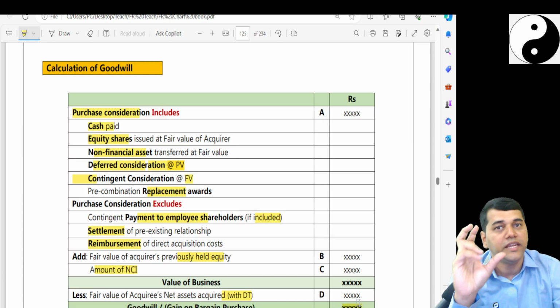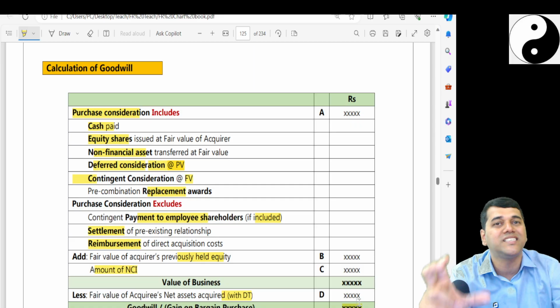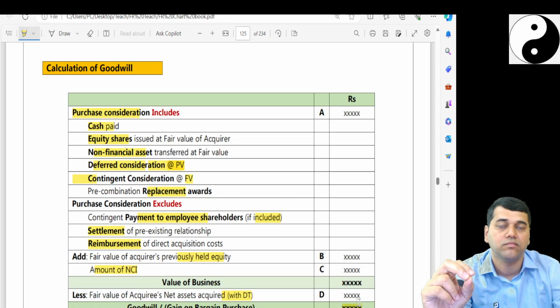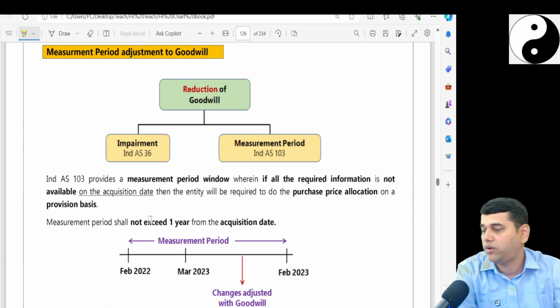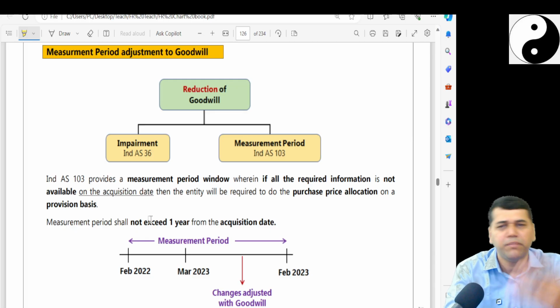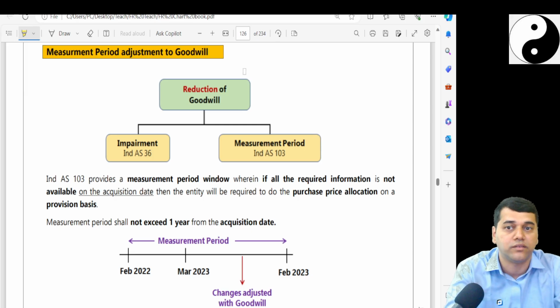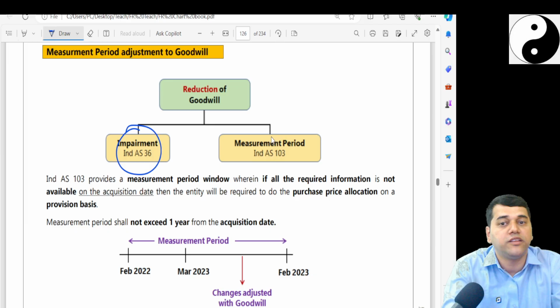So any question when you solve, look whether these components are there, and this is nothing but a journal entry. So what is this measurement period adjustment? Understand, students, the goodwill that you calculate can never increase again. It's only one time. It will decrease because of impairment, but it may increase or decrease because of another reason called the measurement period adjustment.